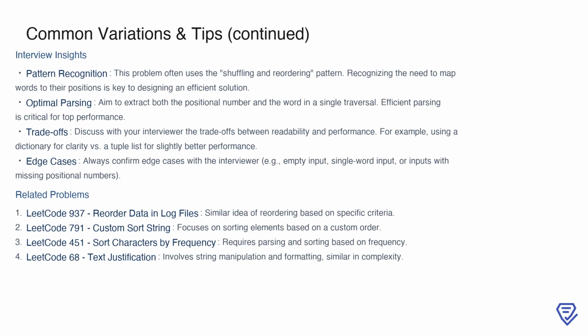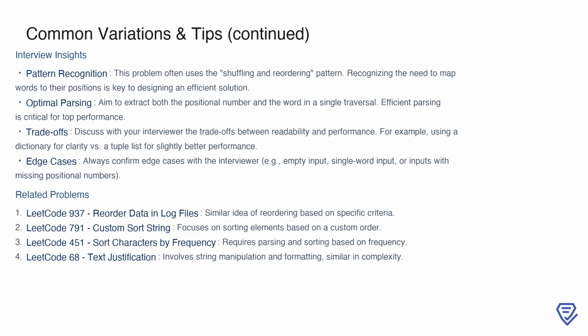In an interview setting, there are some important insights to keep in mind for this problem. Recognizing the pattern of shuffling and reordering is crucial. This means mapping words to their positions based on the embedded numbers, which is the foundation of your solution. Aim for optimal parsing by extracting both the word and its positional number in a single pass through the input string. This demonstrates your ability to write efficient code.